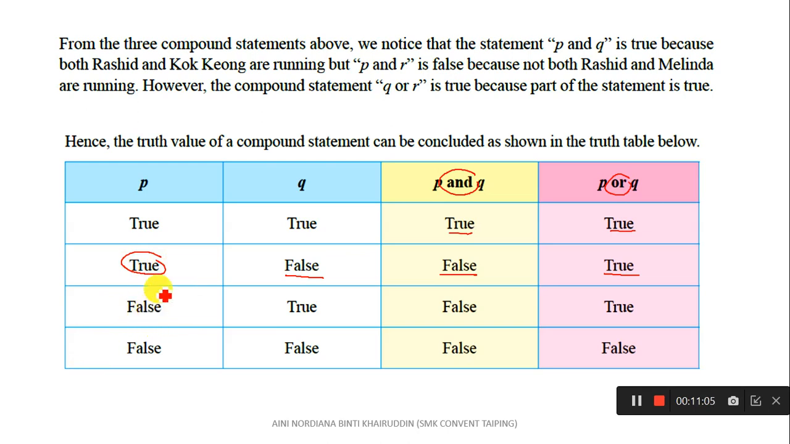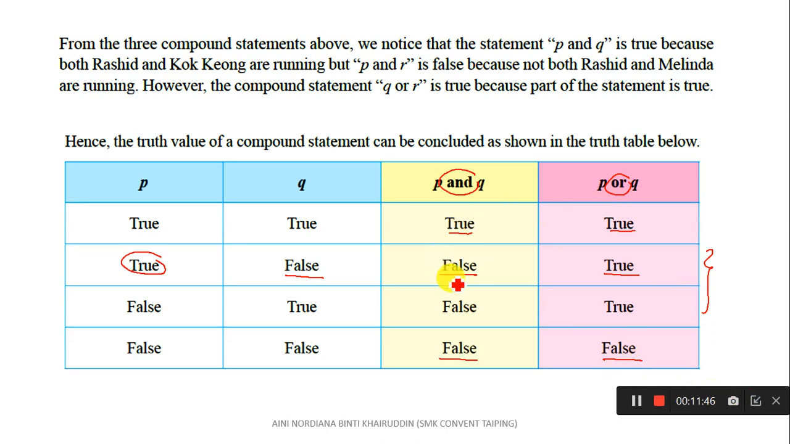For this, the first statement is false, the second statement is true. So these two are actually equal. For this one, the first statement is true, but for this, the first statement is false. How about when both statements are false? When both statements are false, when you use the word "and", it also becomes false. The word "or" also becomes a false statement.